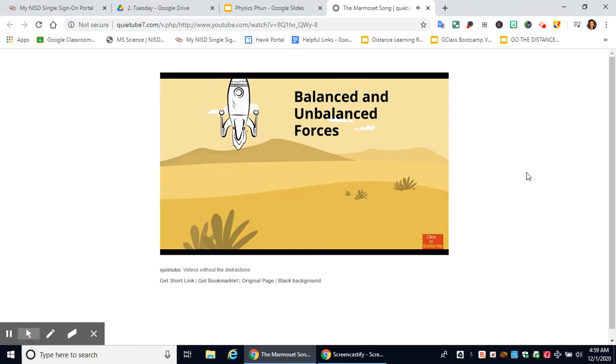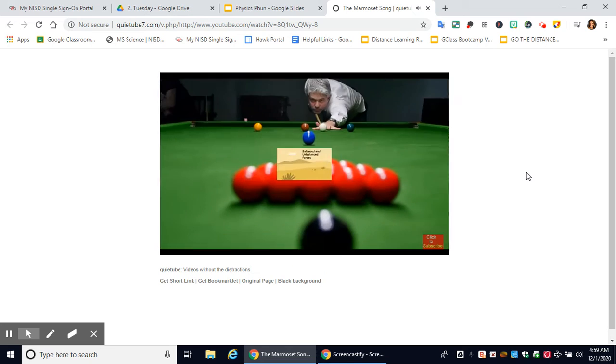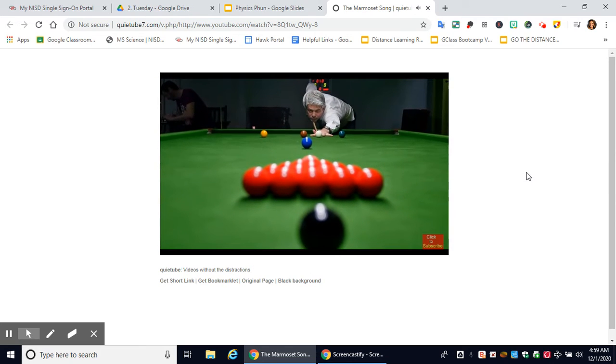Let's take a look at some real-world examples. The forces acting on the red pool balls are balanced.